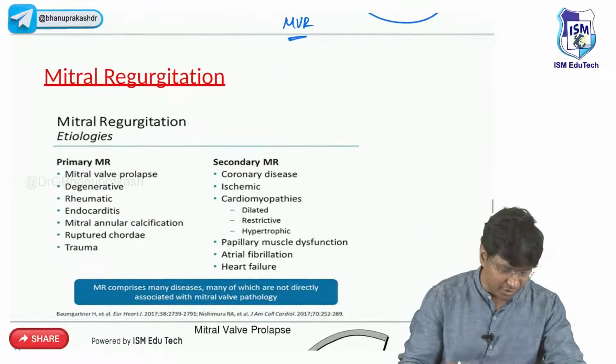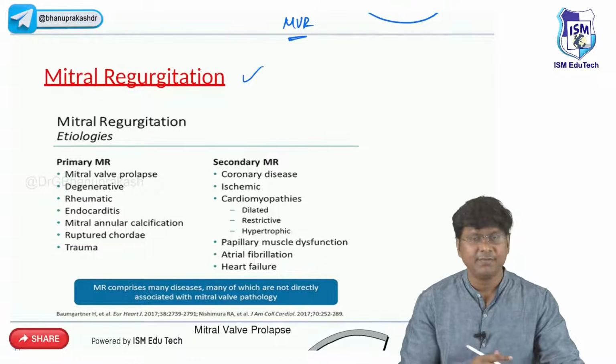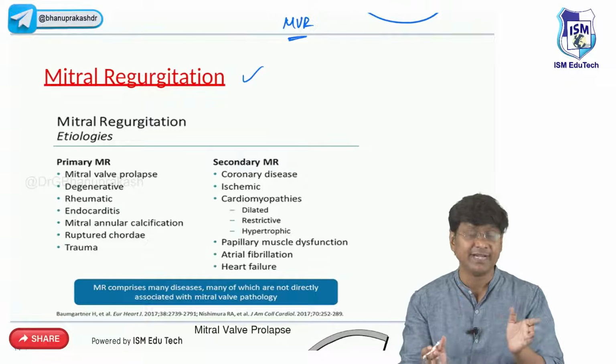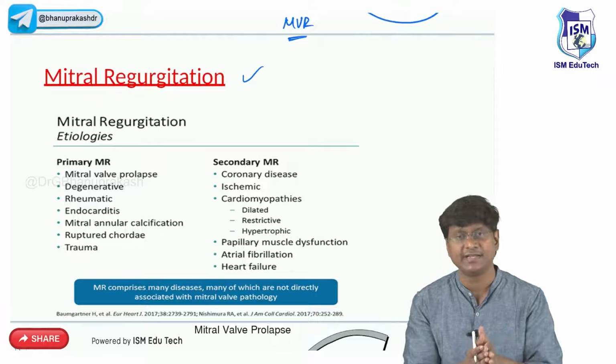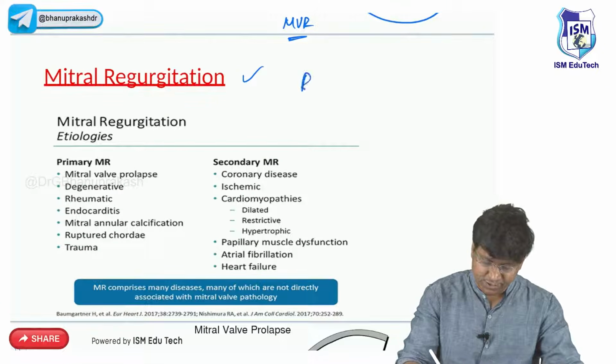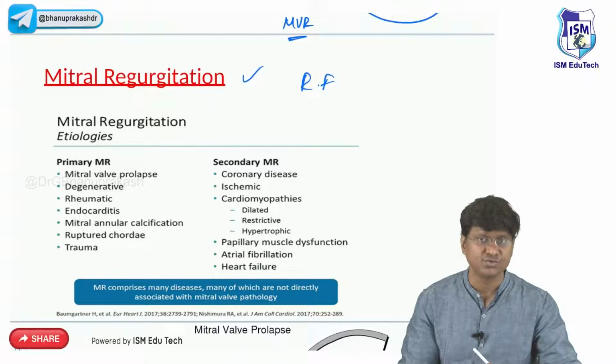The next important topic is the mitral regurgitation. Mitral regurgitation, what exactly is this? It is a scenario where the mitral valves are not closing completely during the left ventricular contraction. And what is the most common etiology? Again, it is your rheumatic fever.